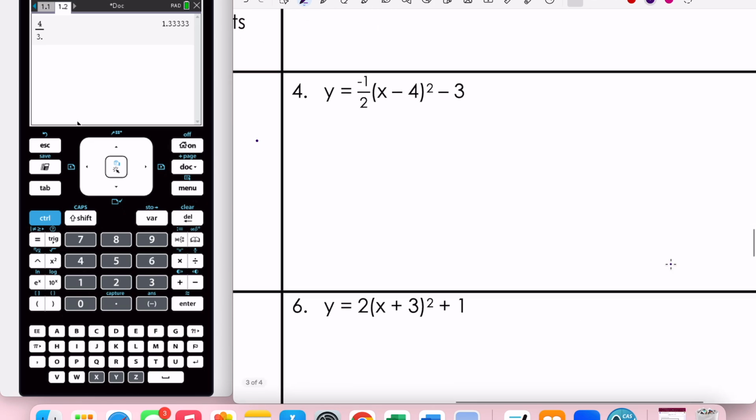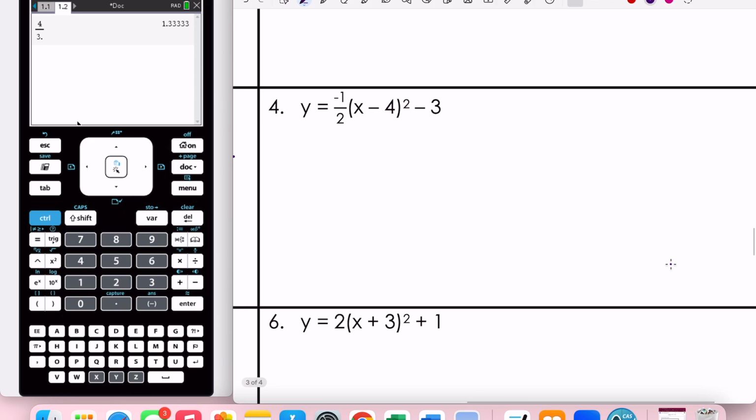So there are 4 things that we want to answer, plus I want you to provide your vertex. And if you provide your vertex, I will give you extra points. So again, first thing you want to check for is if your a value is negative or not. So here we have y equals negative 1/2 times x minus 4 squared minus 3. Well, the value of a here is negative, so this means that it is a reflection. So I'm going to go ahead and write reflection.